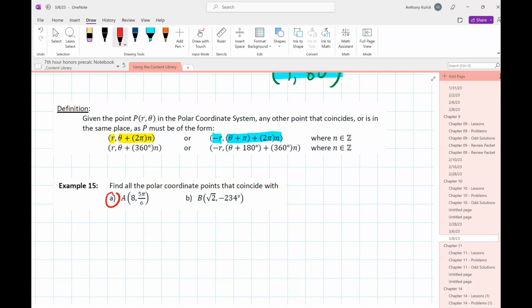So I'll start first with the yellow piece where I have just the point, the r stays the same, and I just need everything coterminal to it. So I just tack on the 2 pi n. Or I'll take the opposite radius, and then I'll have to take my angle and add pi or 180 to it. That gives me 11 pi over 6. And then everything coterminal to that.